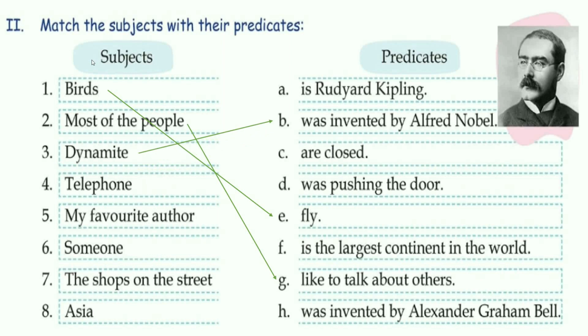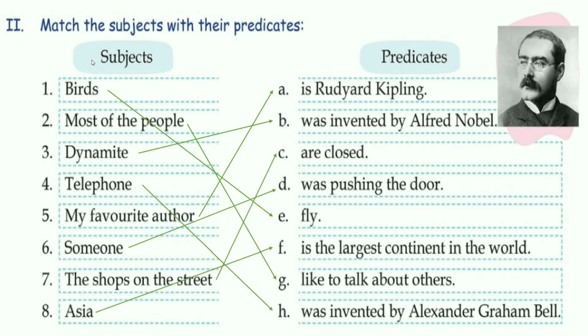Dynamite was invented by Alfred Nobel. Telephone was invented by Alexander Graham Bell. My favorite author is Rudyard Kipling. Someone was pushing the door. The shops on the street are closed. Asia is the largest continent in the world.